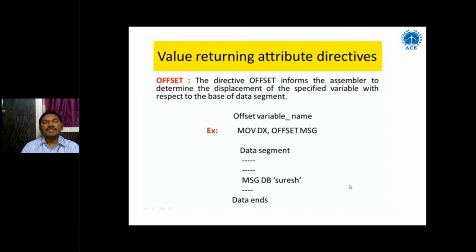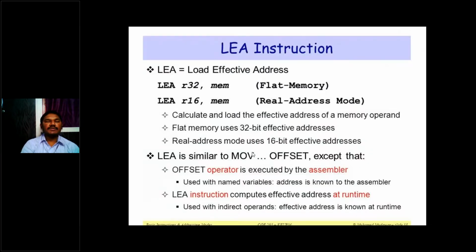So the directive OFFSET, this is very, very important. There are three ways to initialize the address of the data stored in the data segment. The first is the MOV statement, the second is the OFFSET statement, and the third is the LEA, load effective address, statement. So OFFSET is called an assembler directive, whereas LEA, load effective address, and MOV are called instructions of the program. Okay, so how to write that? Here they give the syntax: MOV DX, OFFSET MESSAGE, DATA SEGMENT, MESSAGE DB suresh, DATA ENDS, like that. But here I want to explain this.